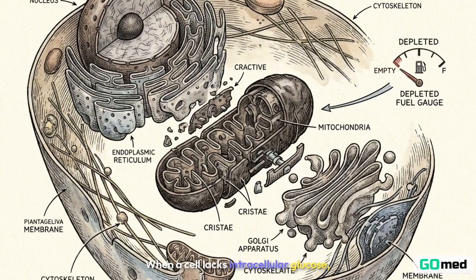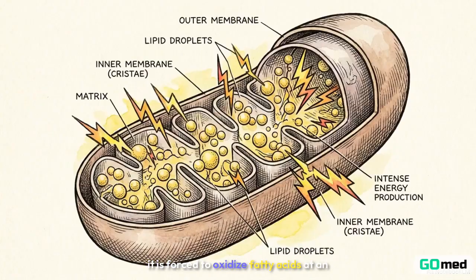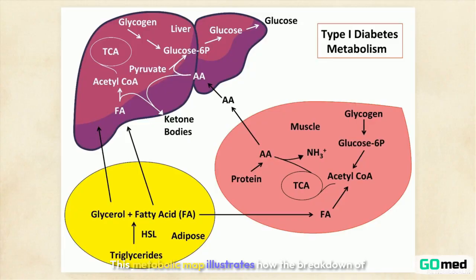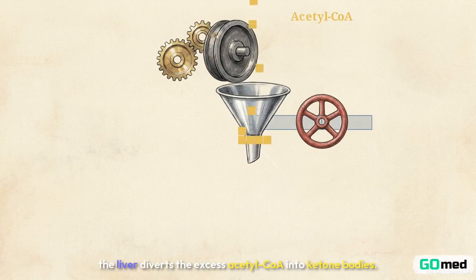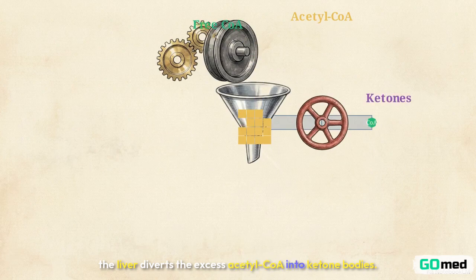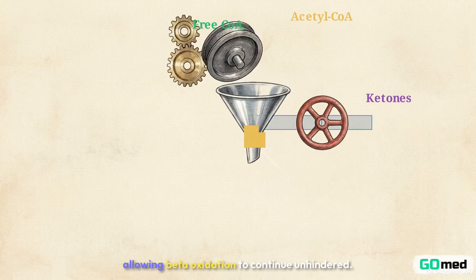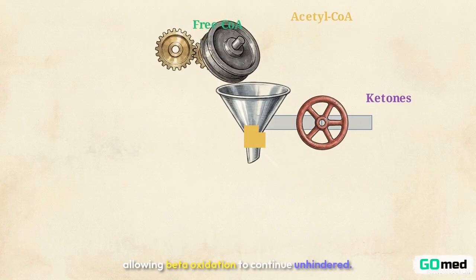When a cell lacks intracellular glucose, it is forced to oxidize fatty acids at an extremely high volume to meet its ATP demands. This metabolic map illustrates how the breakdown of adipose triglycerides floods the liver with fatty acids. This creates a molecular bottleneck where the liver produces acetyl-CoA faster than its TCA cycle can process it. To clear this accumulation, the liver diverts the excess acetyl-CoA into ketone bodies. This specific diversion frees up coenzyme A, allowing beta oxidation to continue unhindered.